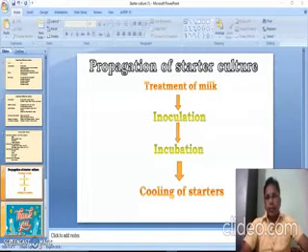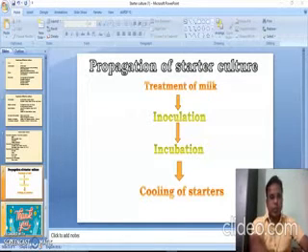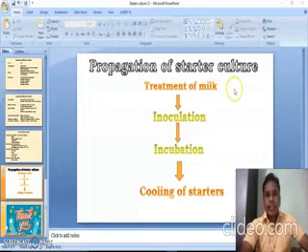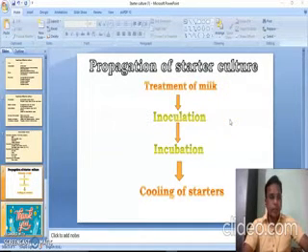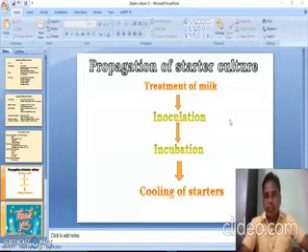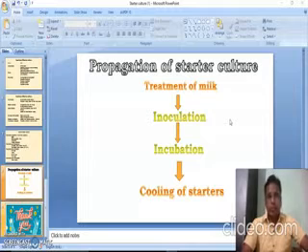Starter culture, as we have seen, is very important from the industrial point of view. When selecting the starter culture, it must have some characteristics. It must be active, and must contain the maximum number of viable microorganisms. Then it must be free from contaminants. It should not have any contamination.